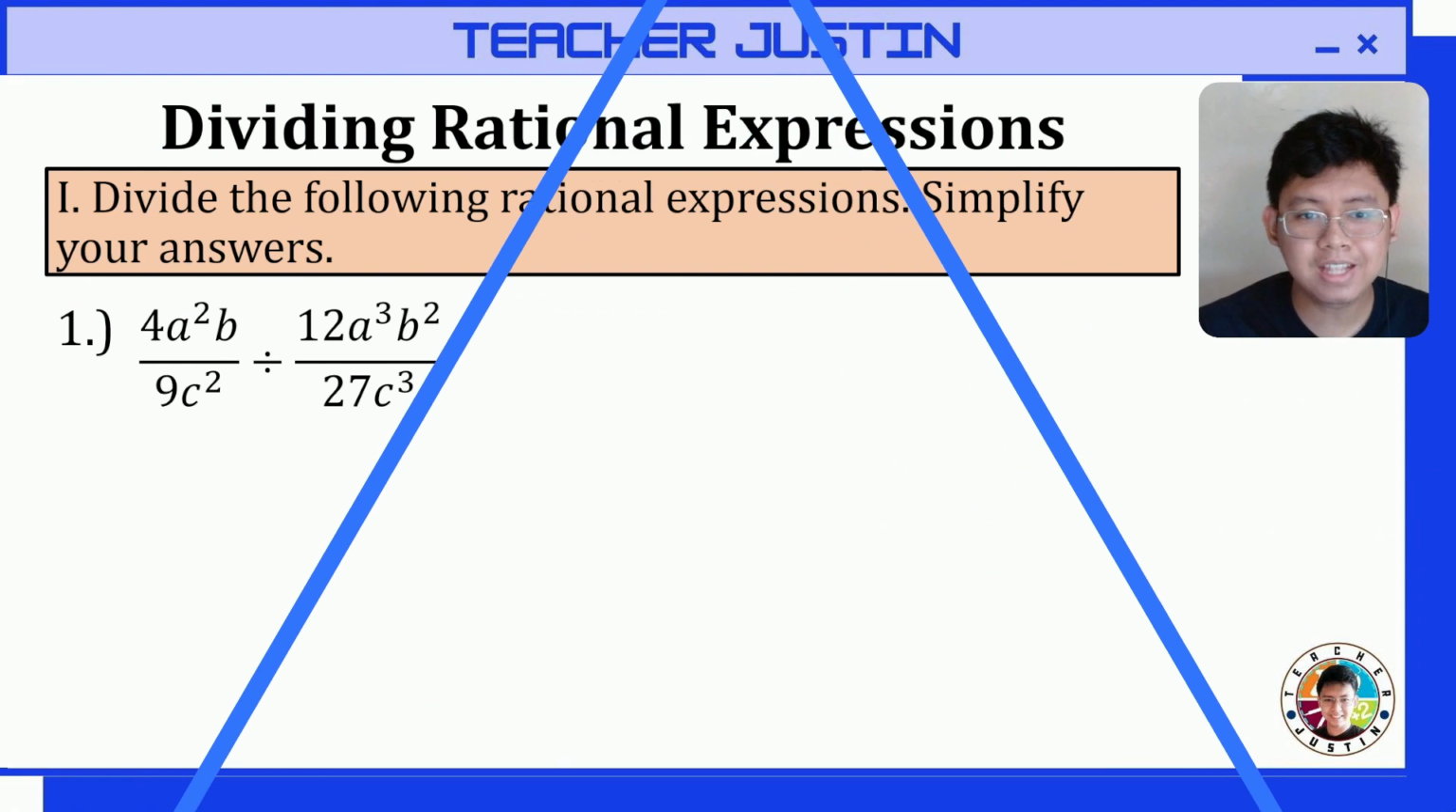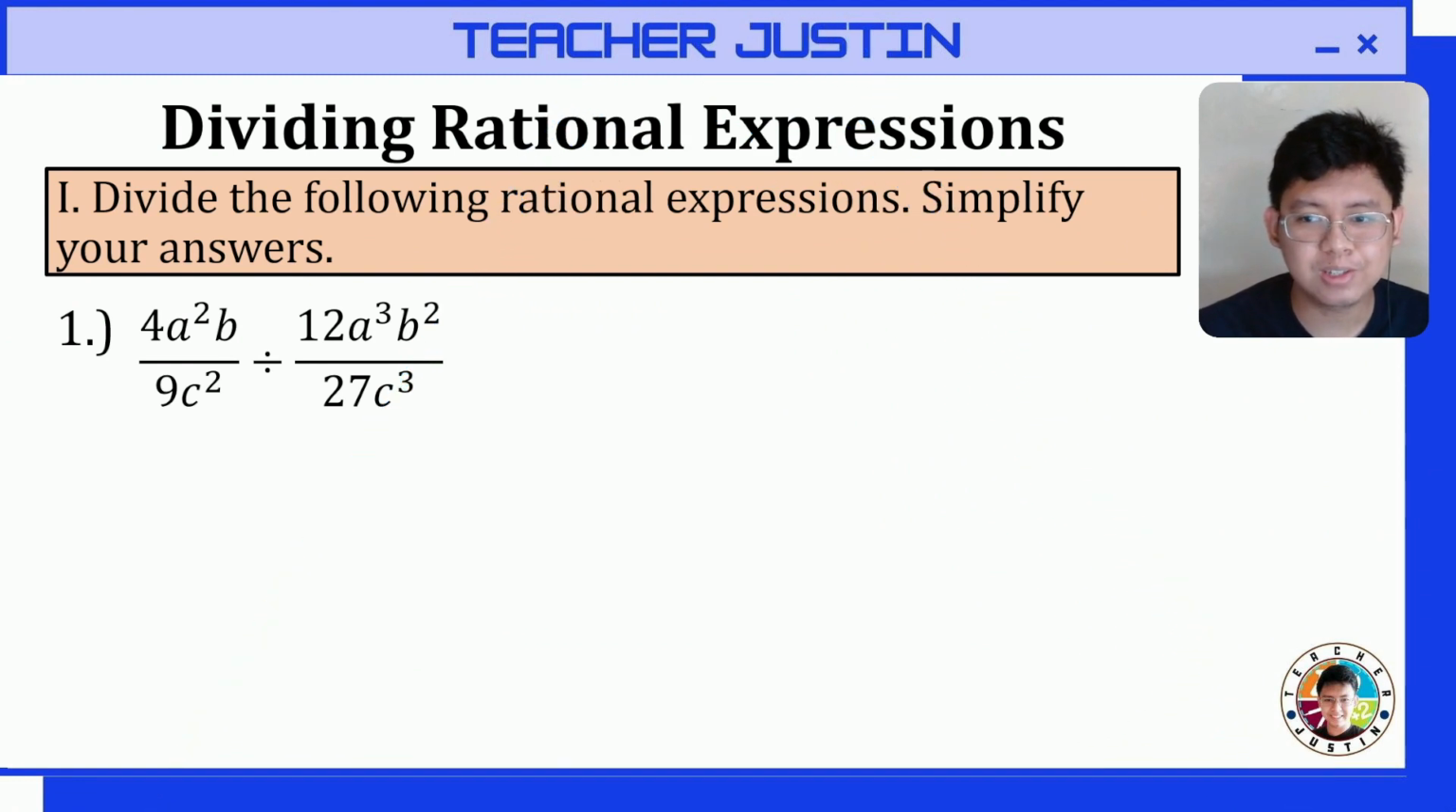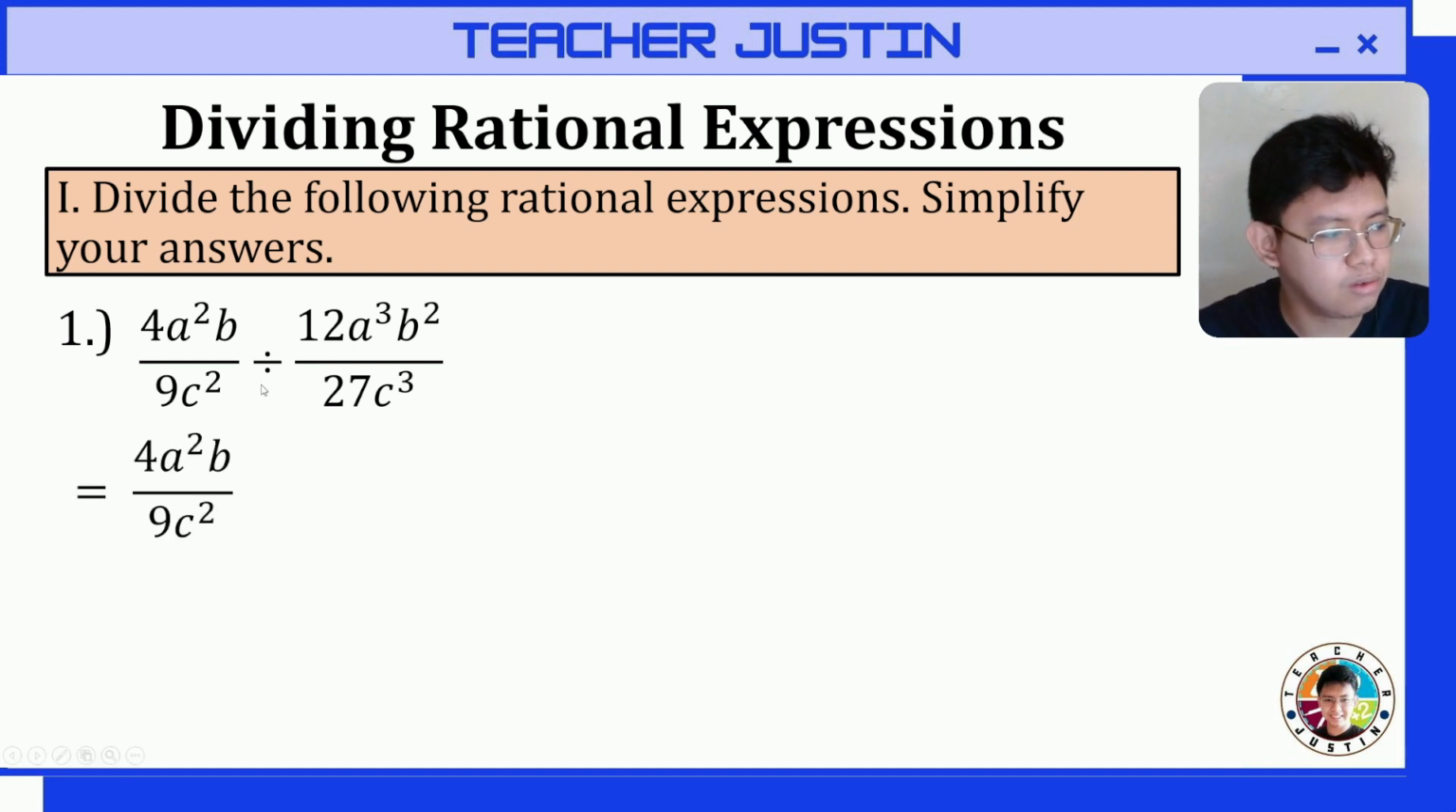Alright, let's divide this rational expression. So, ang first step natin pag nagde-divide tayo ng rational expressions is for us to apply keep, change, flip. So, apply natin yung keep, change, flip natin. So, si 4a squared b over 9c squared will be the same. So, keep lang natin siya. Change natin yung division symbol to multiplication.